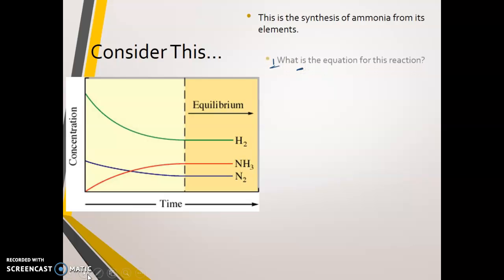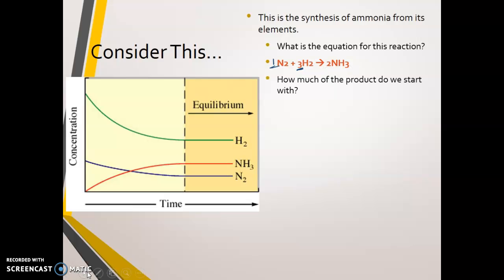Okay, so here's another example: the synthesis of ammonia from its elements. The reaction is N2 reacts with H2 to form ammonia. So how much of the product do we start with? Well, according to this graph, we start with no product. We only have reactants that we start with.